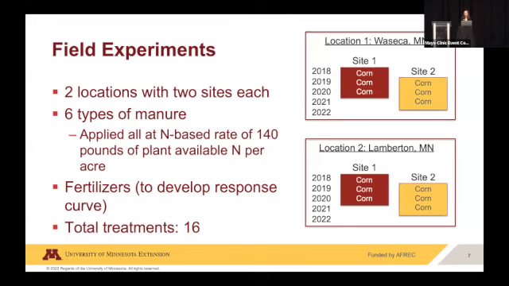Using our current recommendations, we wanted to apply 140 pounds of nitrogen per acre, because this was following soybeans. So that's why we chose that rate. Then we applied fertilizers. We did a nitrogen response rate, so we went from 0 up to 120% of nitrogen needs for that corn. And we also did separate plots where we had a phosphorus rate curve from 0 up to 120 pounds of phosphorus. The idea was that if we compared our yields and nitrogen and phosphorus uptake of the manured plots to the fertilized plots, we could get a good idea of fertilizer equivalence value.